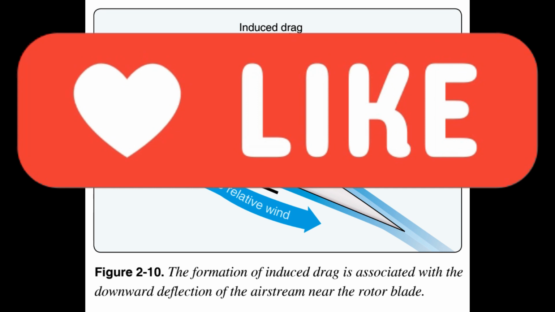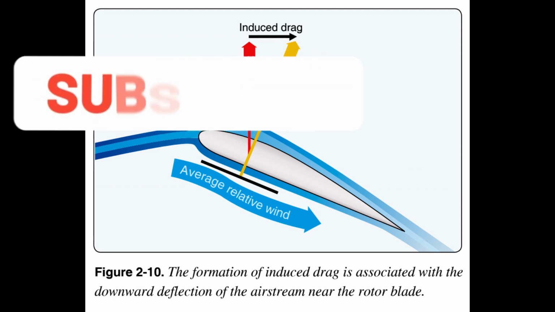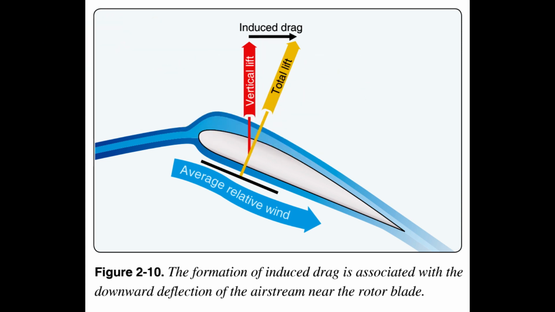Therefore, the blade operates in an average relative wind that is inclined downward and rearward near the blade. Because the lift produced by the blade is perpendicular to the relative wind, the lift is inclined aft by the same amount. The component of lift that is acting in a rearward direction is induced drag. Figure 2.10.